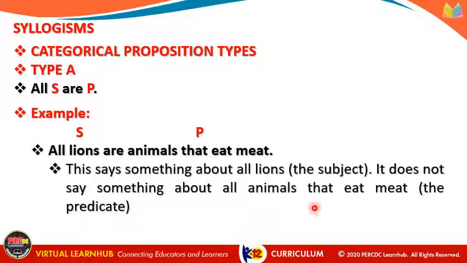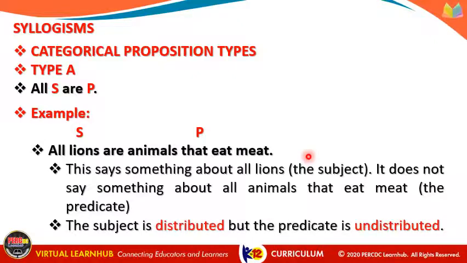Now, for the predicate, we don't know anything about all animals that eat meat. So again, this says something about all the lions. However, it does not say something about all animals that eat meat. You cannot say that all animals that eat meat are lions. You cannot say that. All right. So in short, in type A propositions, the subject is distributed, but the predicate is undistributed.